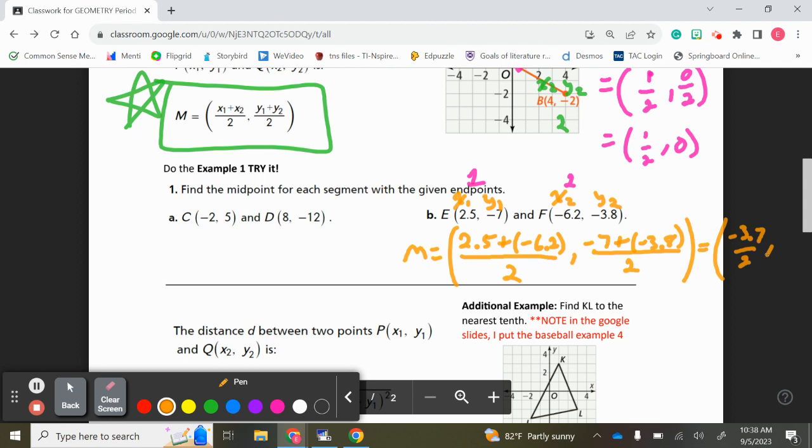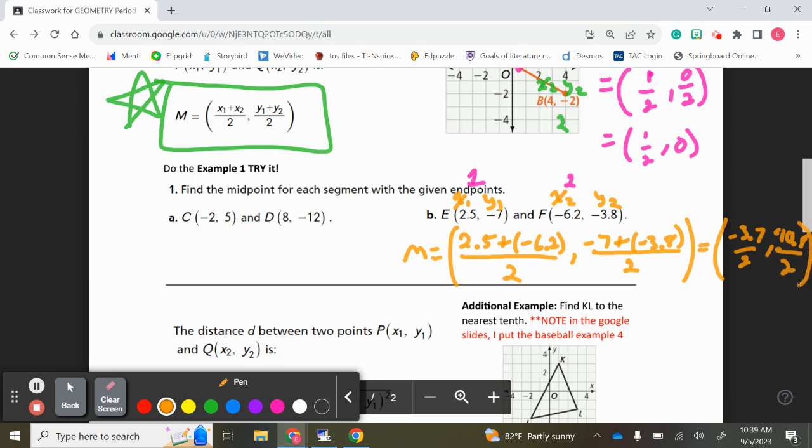And then we get negative 7, again, minus a 3.8. So what do we get for that? What do we get? Good. Negative 10.8. Very good. So negative 10.8. Got it. Divided by 2.